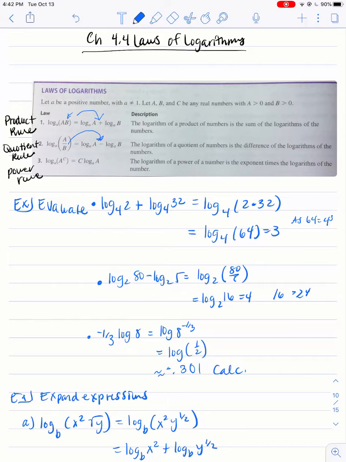And then we have the power rule. So we have log base a of b to the c power equals c times log base a of b. So we move this c, the exponent, to the front.